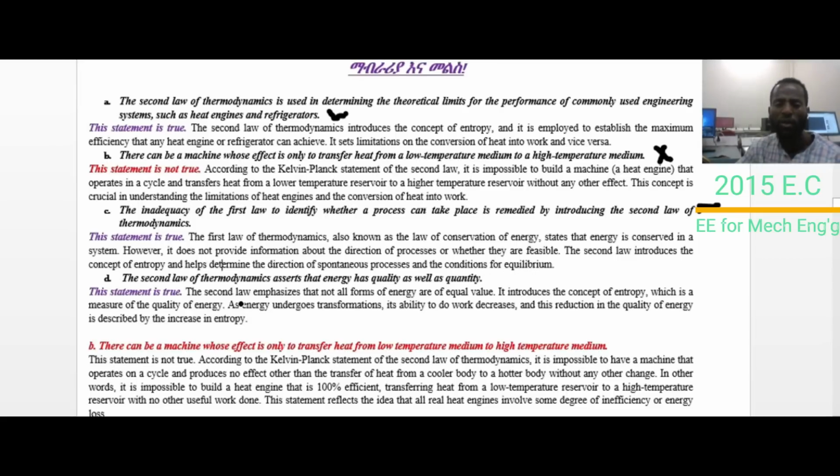And D, the second law of thermodynamics asserts that energy has quality as well as quantity. This is also true, since the second law emphasizes that not all forms of energy are of equal value, and it introduces the concept of exergy, which is a measure of the quality of energy. As energy undergoes transformation, its ability to do work decreases, and the reduction in the quality of the energy is described by its increase in entropy. So due to this concept, D is also the right one.